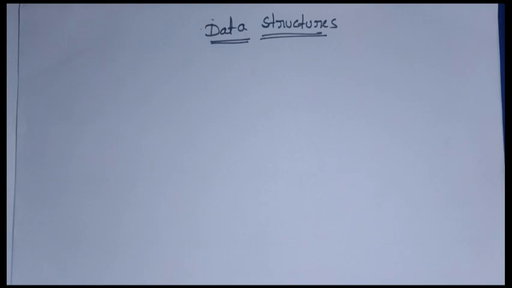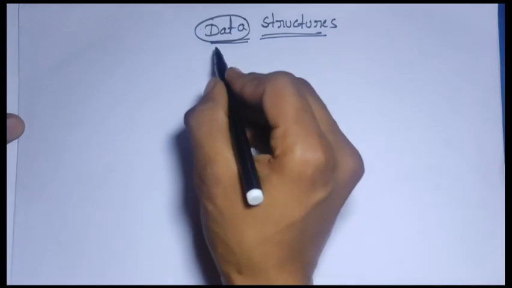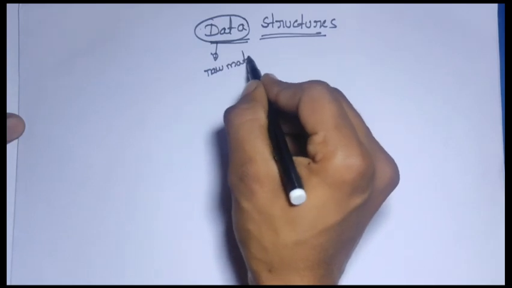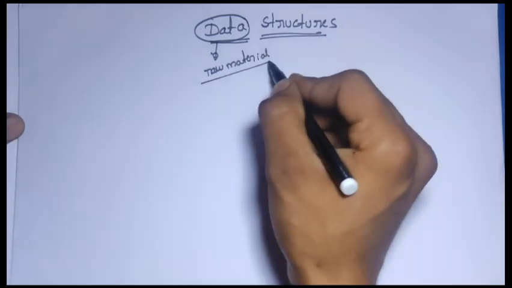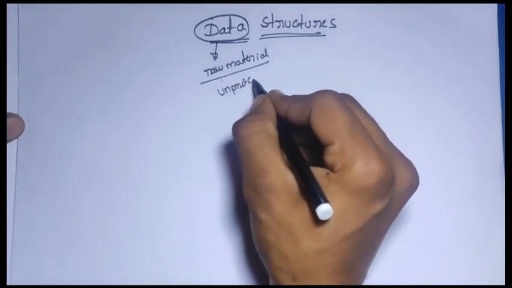Hello everyone. In this session, we're discussing data structure. So what is data? Basically, we know that data is a raw material. Raw material means unprocessed item.